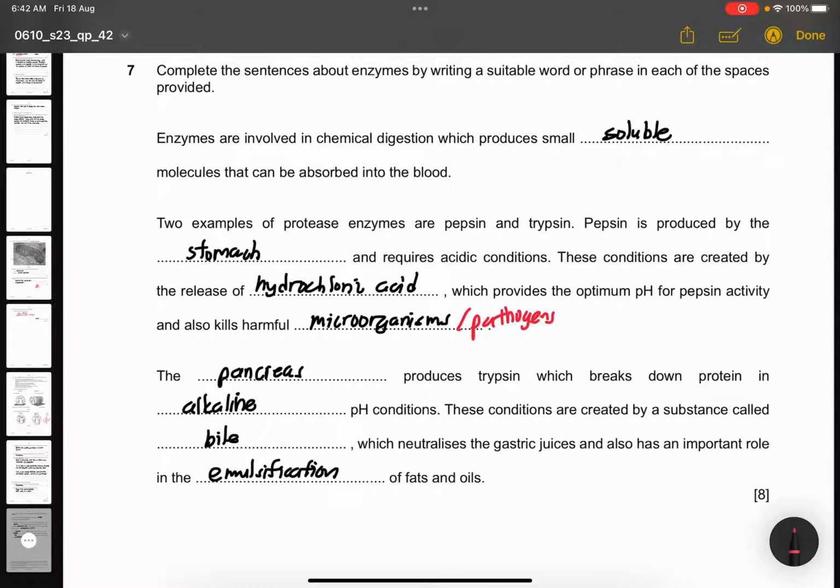The pancreas produces trypsin, or the small intestine if you want. The small intestine produces trypsin, which breaks down protein in alkaline pH conditions. These conditions are created by a substance called bile, which neutralizes the gastric juices and also has an important role in the emulsification of fats and oils. So each correct word will give you 1 mark each, and you get a total of 8 in this question.